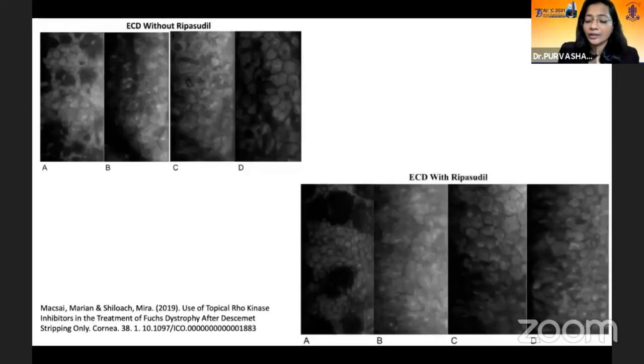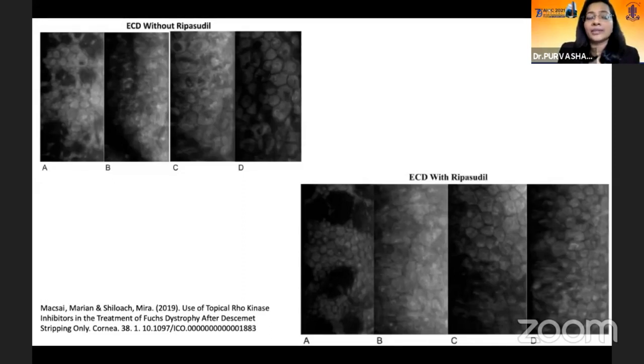So specular has also been used in recent studies where, for Fuchs, we have done the Descemet stripping only procedure without the transplantation of a separate membrane. And this is basically done to assess the peripheral endothelial count, wherein the peripheral cells slide over and help in repopulating the central stripped area of the endothelium.